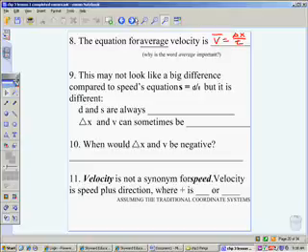The equation for average velocity is bar v, that's a bar above the letter v, equals delta x over t. Now its being an average is important to say here because during a certain time of travel it might be speeding up and slowing down slightly, so we're just finding the average speed.